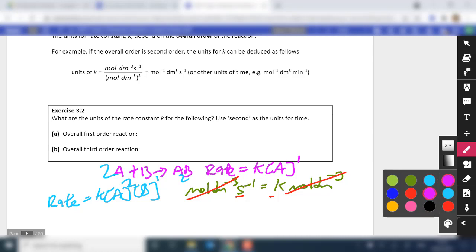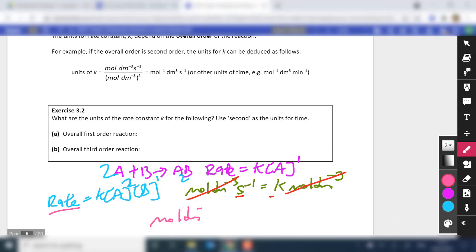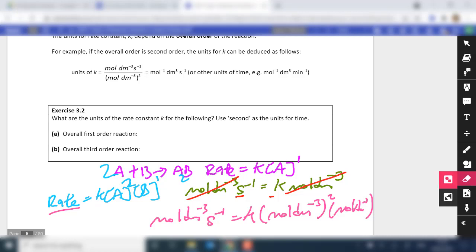Same logic, we work through the same logic. Again, rate units is moles per dm cubed per second. And then what about the concentration term? The concentration term is moles per dm cubed, squared. And the other concentration term is moles per dm cubed. Then you realize that the three are on the same side. So in this case, we can actually simplify it.